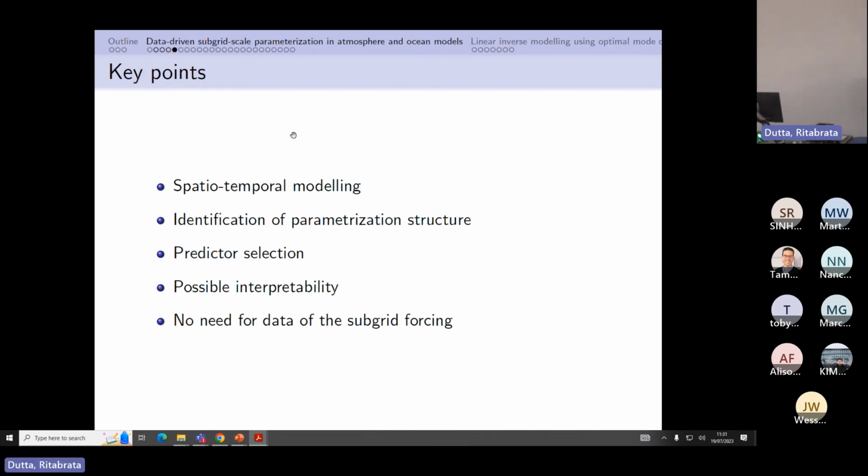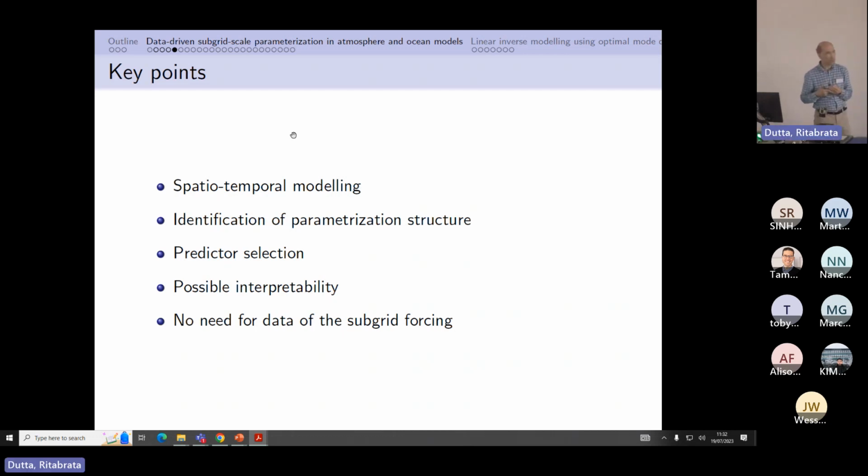So that's the basic construction of our model. Key points: it is spatial temporal modeling. It takes into account all the variables at the same time, and it picks the most predictable patterns, the best predictands and the best predictors at the same time. It possibly allows for an identification of the parameterization structure, because these candidate functions still have some meaning. So we can extract some structure of the parameterization we need. We have predictor selection. From the start, we have a huge pool of possible candidate functions as predictors, and then it's this classical problem of predictor selection. That's done with this pattern approach.